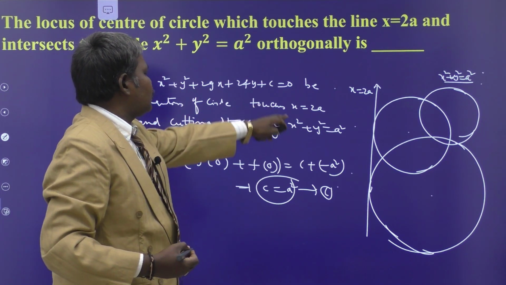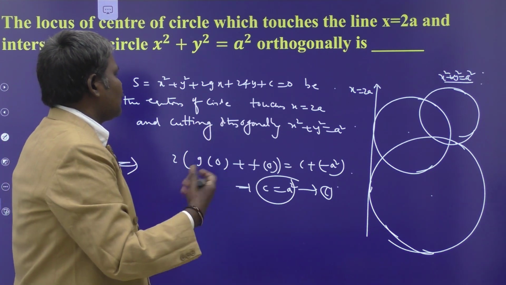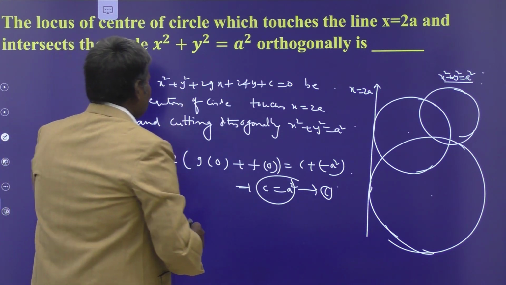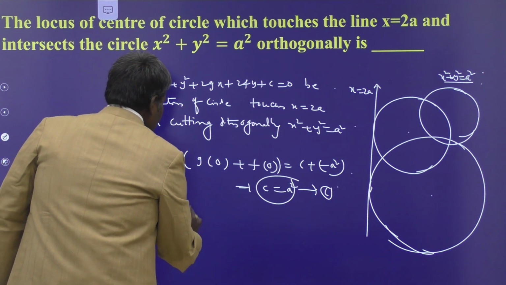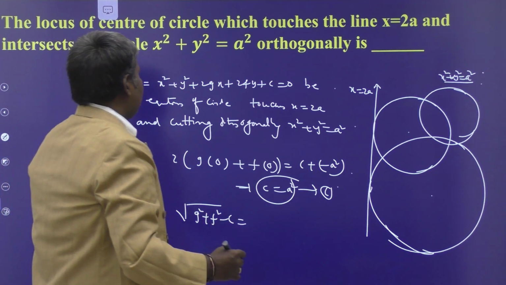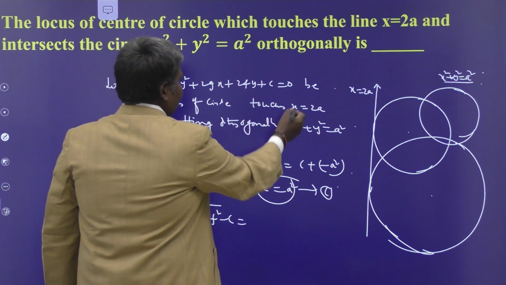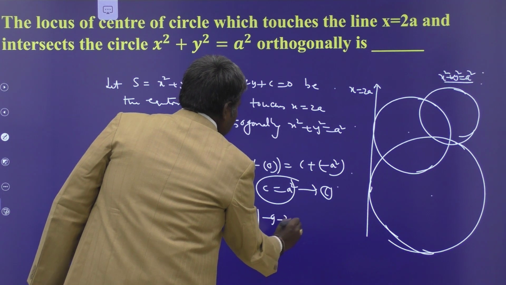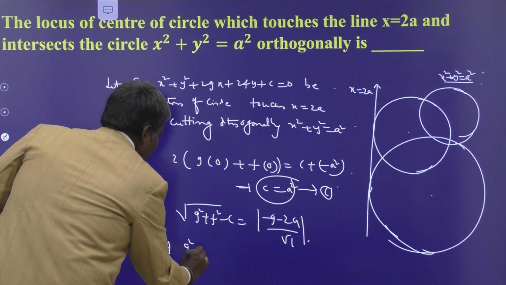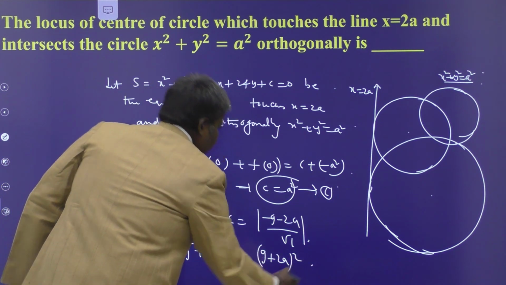Next, the circle S equal to 0 touches this line. When you are saying the circle touches x equal to 2a, or some line, r equal to d, again you have to apply the condition r equal to d. What is the radius of the circle here? Root of g square plus f square minus c is equal to the perpendicular distance from the center to the line. What is the center? Minus g comma minus f, to this line, that is modulus of minus g minus 2a by root 1. Implies g square plus f square minus c is equal to (g plus 2a) whole square.